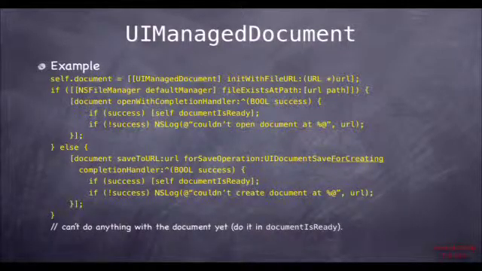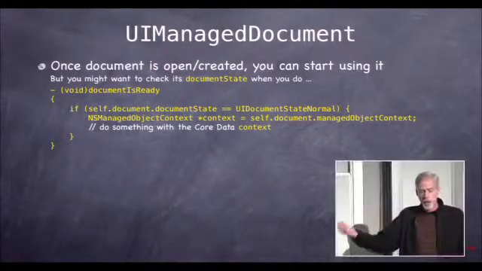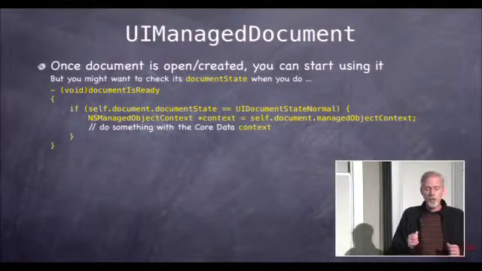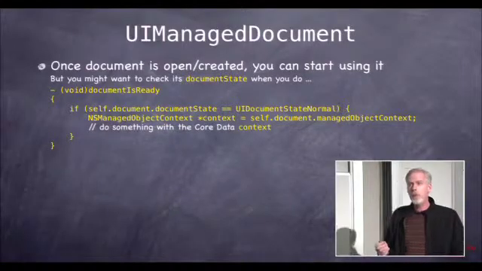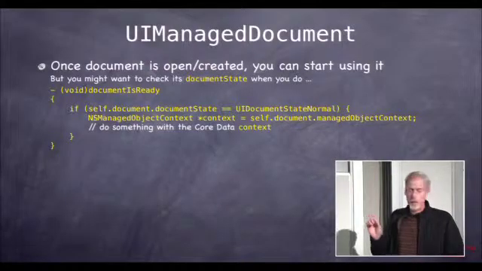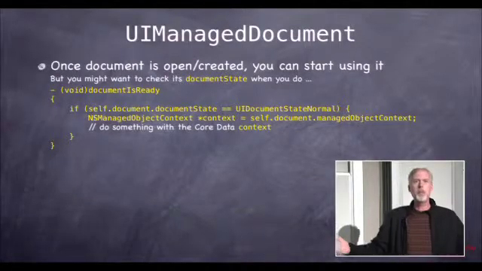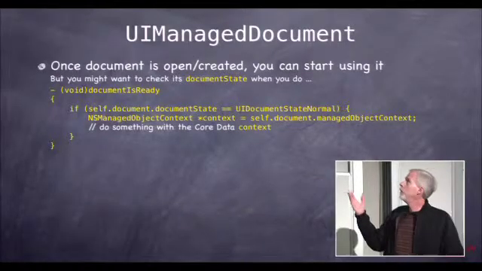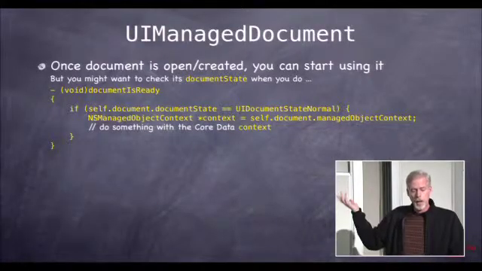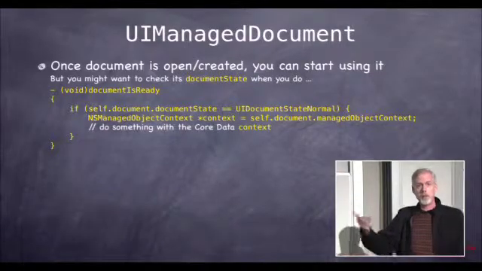All right? Okay. Now, once a document is opened and created, and like your document ready is called, you can start using it. All right? Now, the documents do have what's called the document state. And I'm a big fan of checking your document state before you use it. All right? The most important document state is UI document state normal. That means this thing is open, ready to be used. Okay? Now, you probably should not get to document is ready, given the code on the previous slide, if it's not in a normal state, because you opened it yourself and you only called this if success was yes.